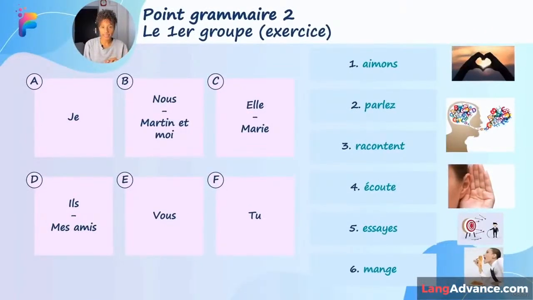A, 6. Je mange. B, 1. Martin et moi aimons. Nous aimons. C, 4. Marie écoute. Elle écoute. D, 3. Il raconte. Mes amis racontent. E, 2. Vous parlez. And then the last one. F, 5. Tu essayes. Did you find the correct answers?